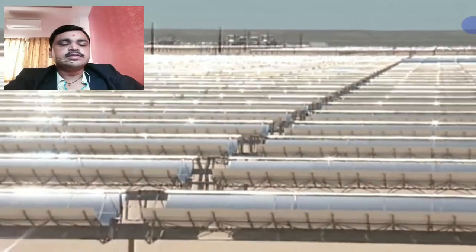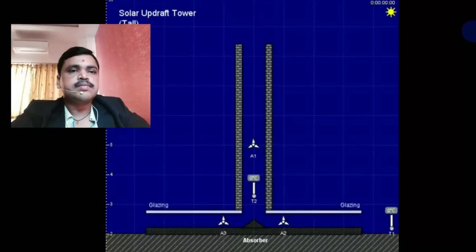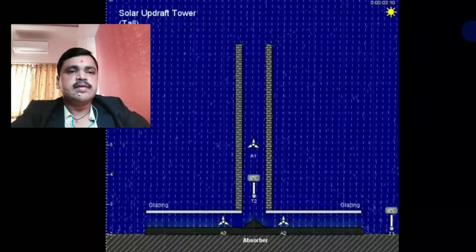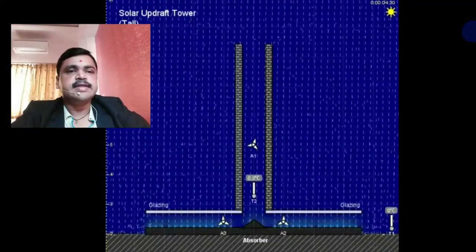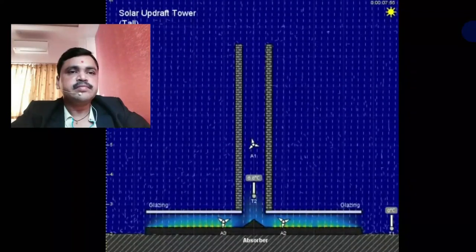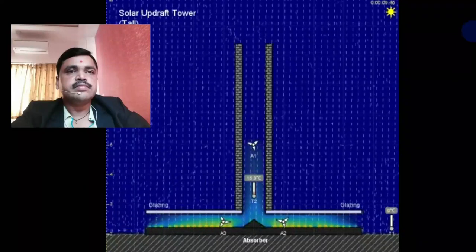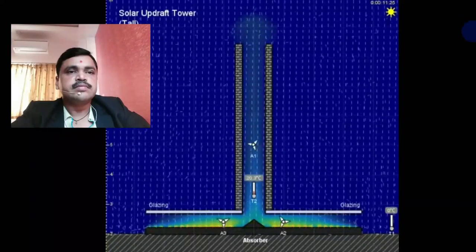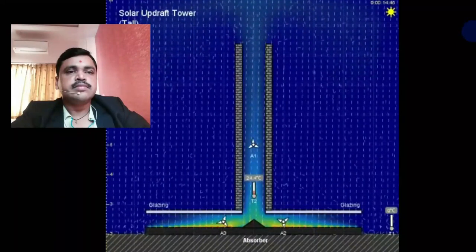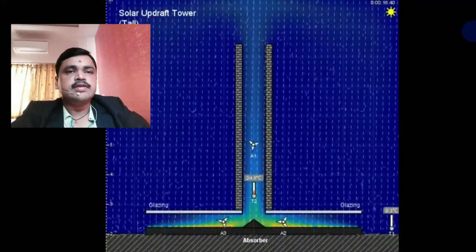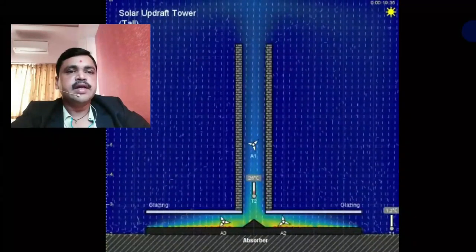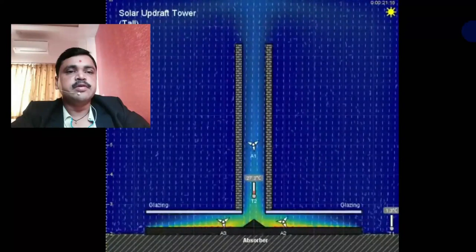This is another solar chimney. The engineering arrangement of the chimney. We also arrange more than one turbine as described in this video.